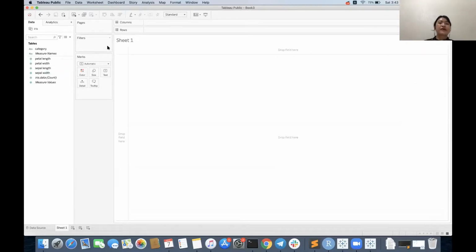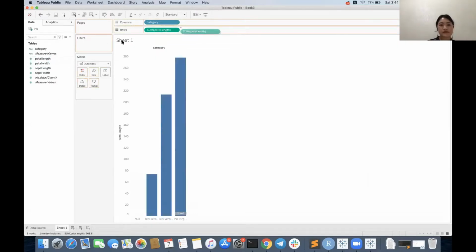And there is a function called marks. It can help you change the color and label your chart. So let me give you a demo in a simple way. The first one is how to build a table. For example, you can pull the category into column, and then you put these four features into the row. So just do it.